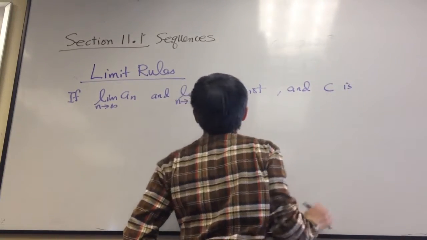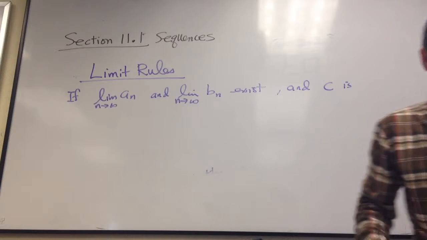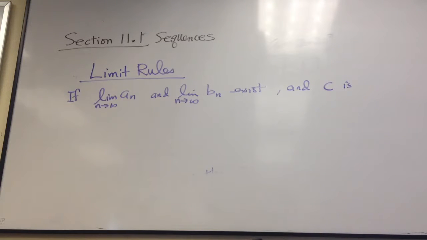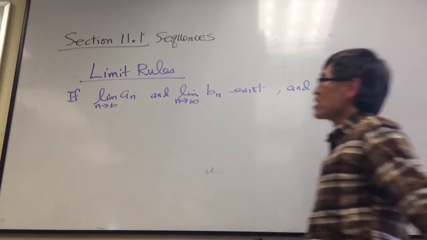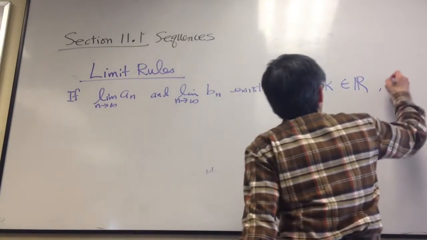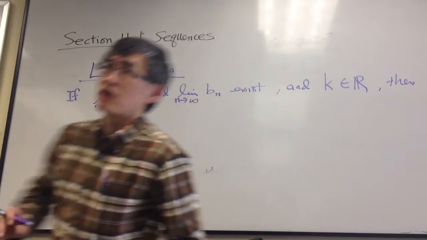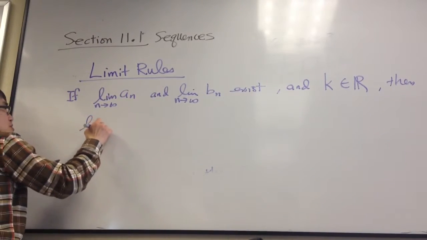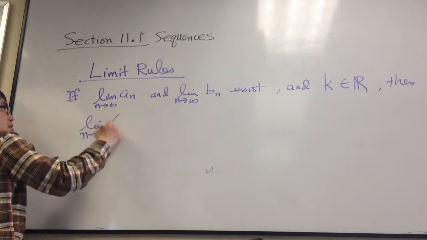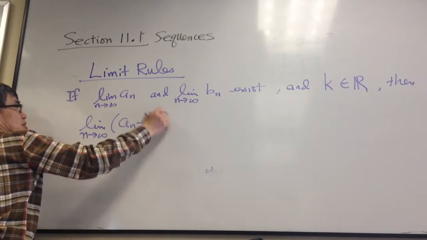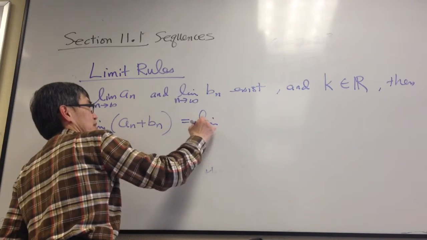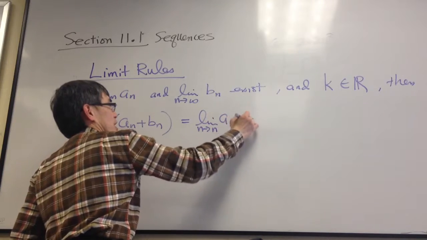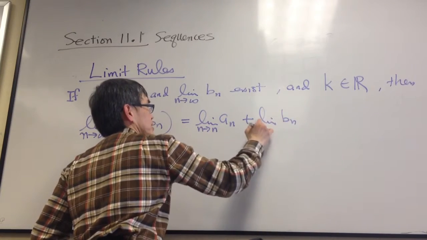let me use a different notation. Perhaps I don't want to use C. I use a different notation. May I use K? And K is in R. Okay. Then you have several rules. So I use slightly different notation here than in the book. Doesn't matter. Then I can build another sequence, say an plus bn, and that automatically has a limit. And what is that limit? Whatever the limit of an is, and whatever the limit of bn is, I just add them together.